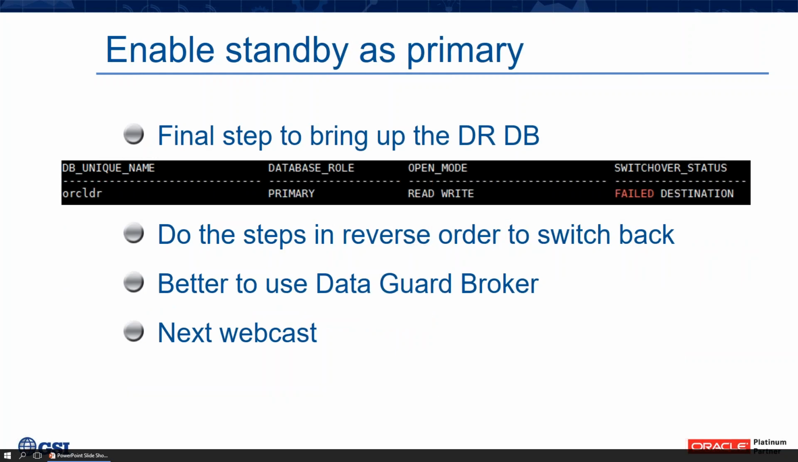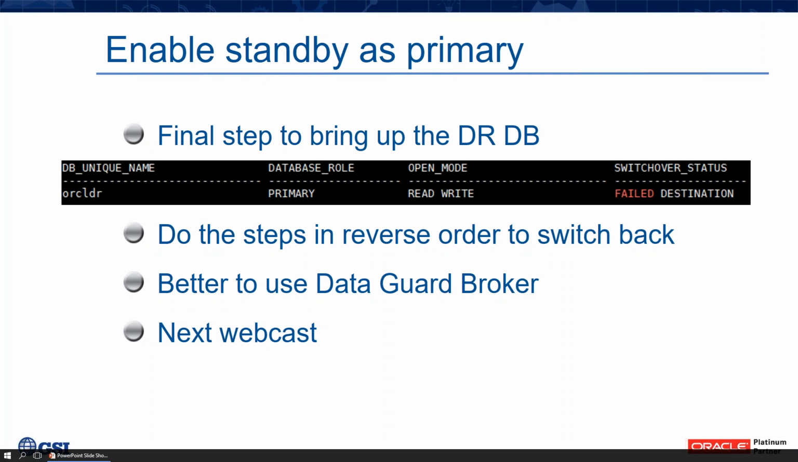The final step to bringing up the DR DB is to do the steps in reverse. You alter database, commit to switchover to the primary with session shutdown. That's an actual command you would have to type in. And like I said, if you've done DR switchovers, you'll understand how all this stuff works. And then you open the database, and you should be up and running on your DR standby. In order to switch back, you just do everything in reverse order.